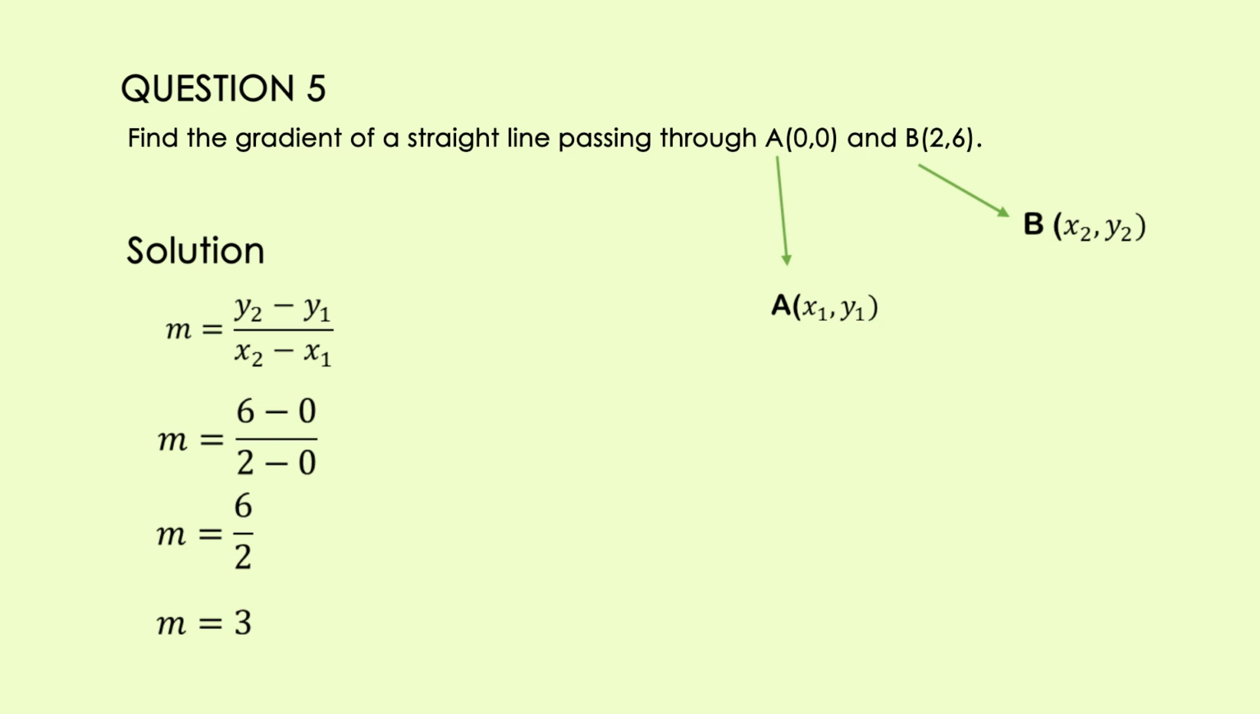So, first, we need to determine the value of x and y. From the question, we can state that x1 equals 0, x2 equals 0, y1 equals 2, and y2 equals 6. Using the formula of gradient, m equals 6 minus 0 over 2 minus 0. Simplified to 6 over 2, and finally, the gradient would be 3.